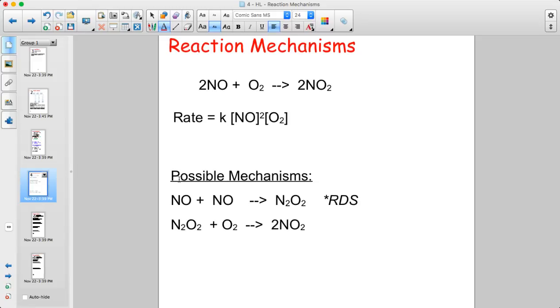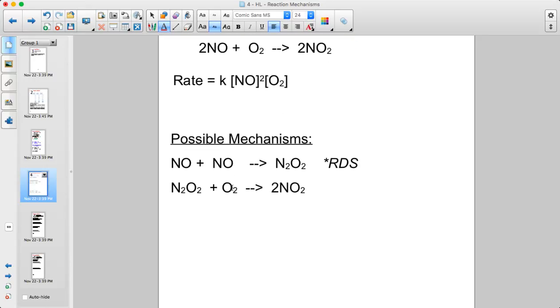Okay, so we can do this again. Here's a different reaction, same type of rate equation, third order overall. If we look at possible mechanisms and try to evaluate them, you can pause the video and see if you can come up with the rate equation based on this proposed mechanism. It takes place in two steps, and the first step is the rate determining step. So if you want to try it, pause the video, and then I'm going to go ahead with my answer. Okay.